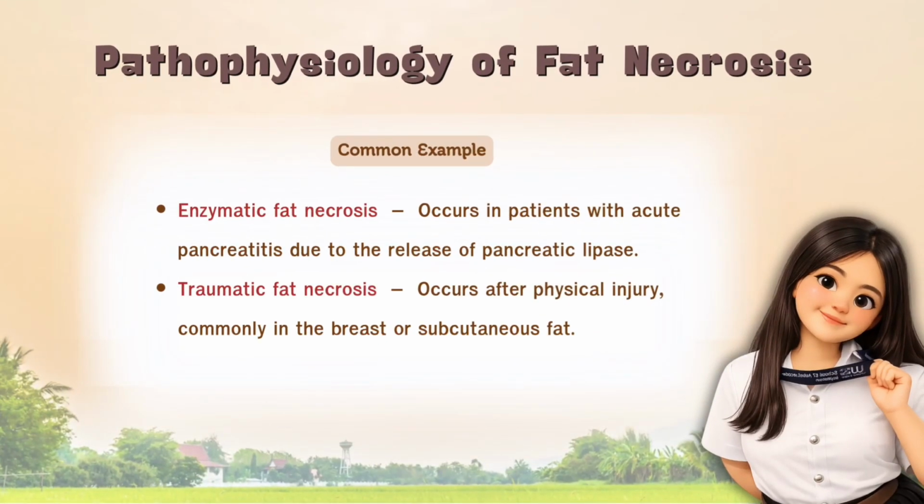Common examples: enzymatic fat necrosis occurs in patients with acute pancreatitis due to release of pancreatic lipase, while traumatic fat necrosis occurs after physical injury, commonly in the breast or subcutaneous fat.